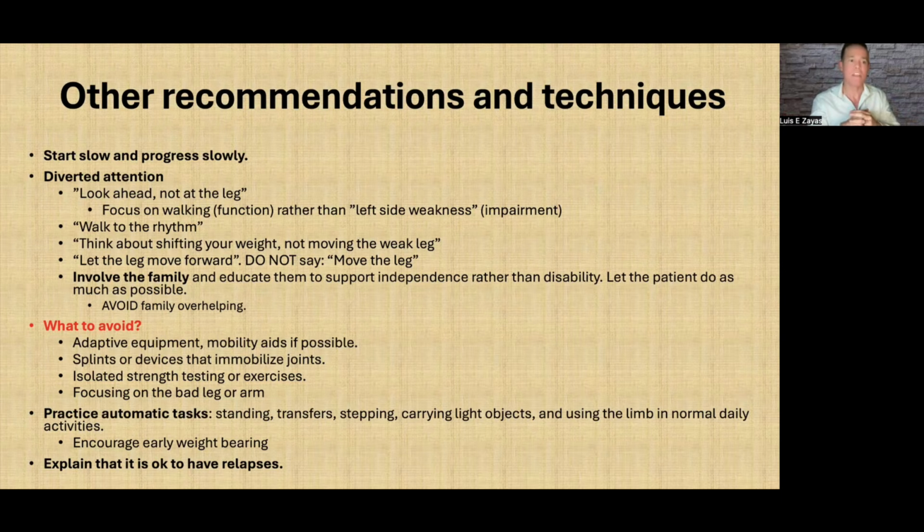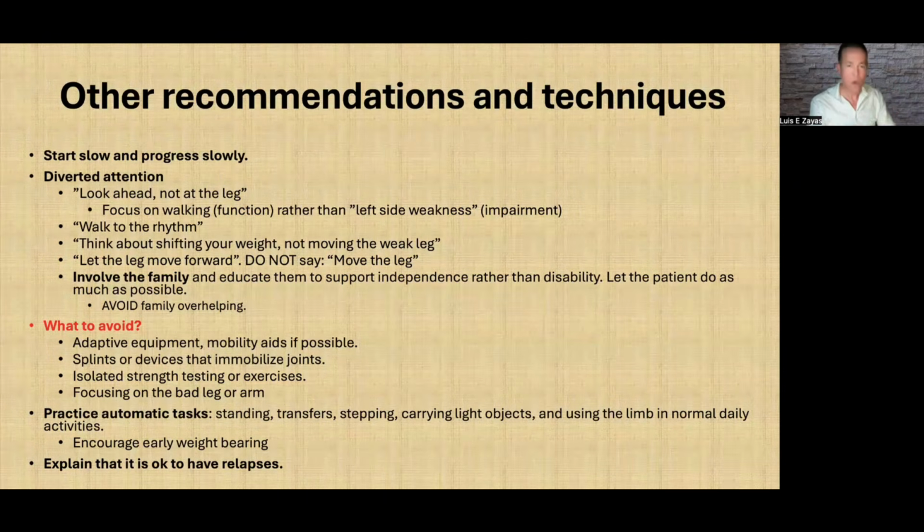Okay? For example, words matter. You have to say the correct thing. You have to learn to emphasize function and not just the bad leg or the bad arm or the tremor on the left hand. Okay? So look ahead, not at the leg. You have to tell the patient to look ahead, don't pay attention to the bad leg. Just move. Focus on walking, function, instead of left side weakness. So don't think about the impairment.